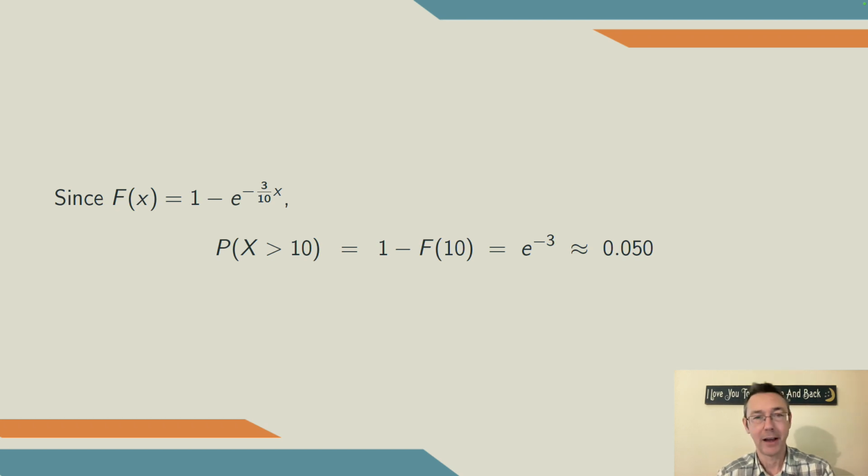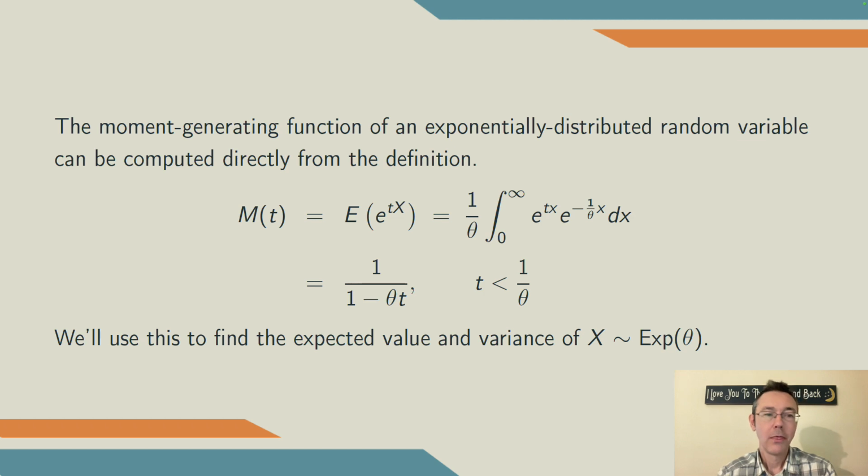The moment generating function of a random variable that has an exponential distribution can be computed directly from the definition using a definite integral. I won't go into any of the details of that integral. It is an improper one, so technically it takes a little bit of work. When you get to the end, you get a moment generating function of 1 over 1 minus theta t, and as required for a moment generating function, it is defined and differentiable in a neighborhood of 0. It's defined for t less than 1 over theta.